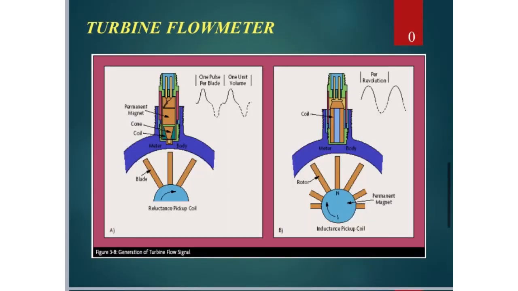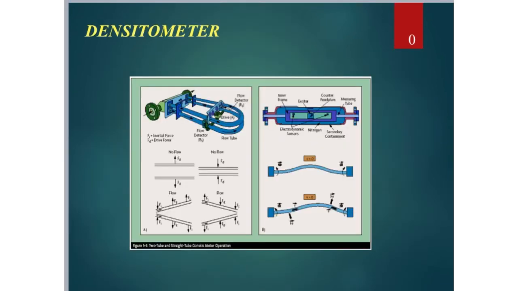Turbine flow meter consists of permanent magnet, cone, coil, meter body, blades and reluctance pickup coil. Densitometer.